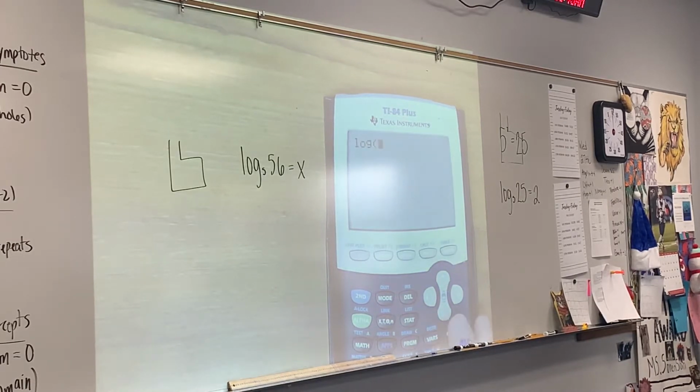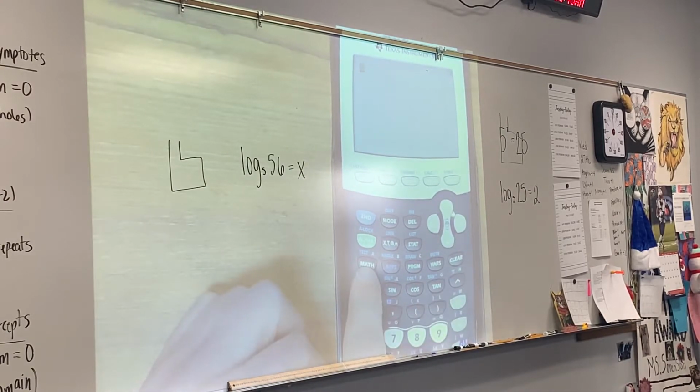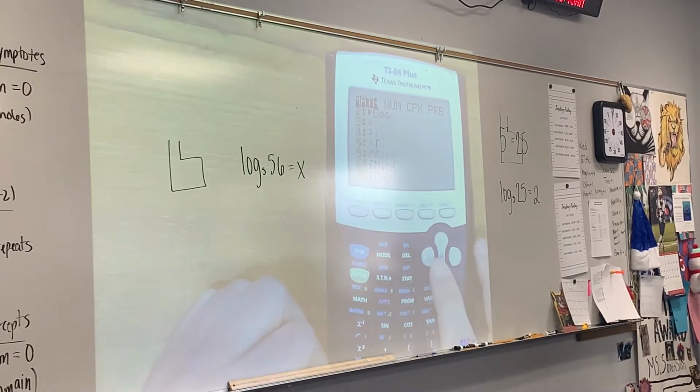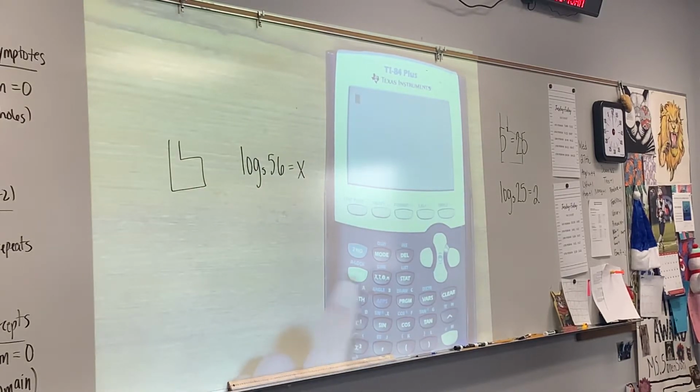First person that finds it gets a point on their test. There's a couple places you can search for it. If you click on math, I'm just going to try to find something that says log. Oop, I found it. Anyone else find it? It says math, and then go to number. It's log base a. Good, okay, so you're gonna click math.